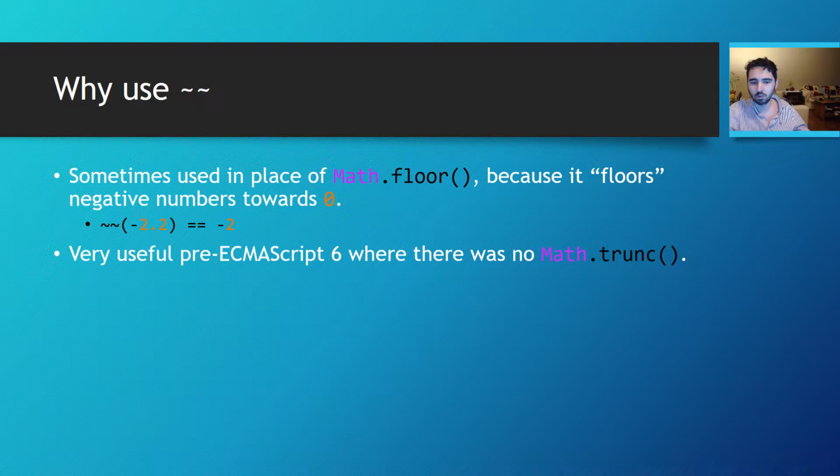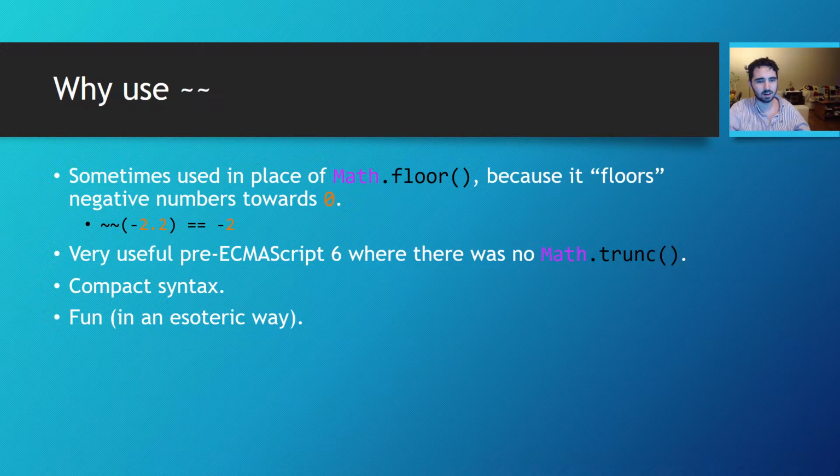It's very useful pre-ECMAScript 6, where there was no Math.trunc, and people are still running browsers like Internet Explorer that don't have Math.trunc available, and I think even certain versions of Node.js don't have it available. So double tilde is useful for those compatibility reasons where you don't have a Math.trunc function. It has a nice compact syntax, and come on, let's admit it. The reason programmers use things like this is because it's fun in an esoteric kind of way.